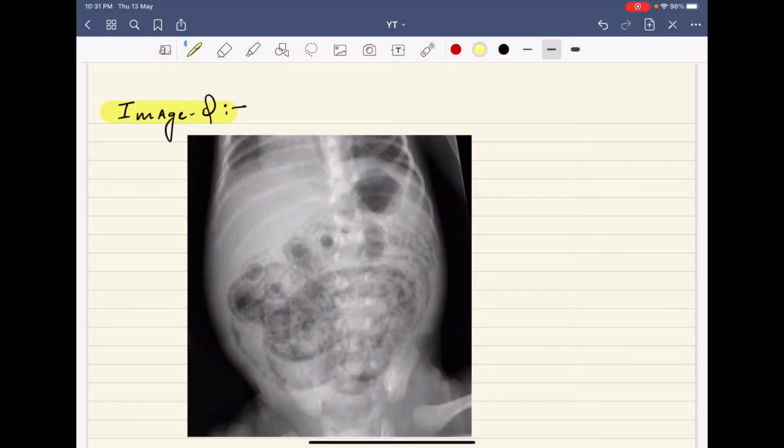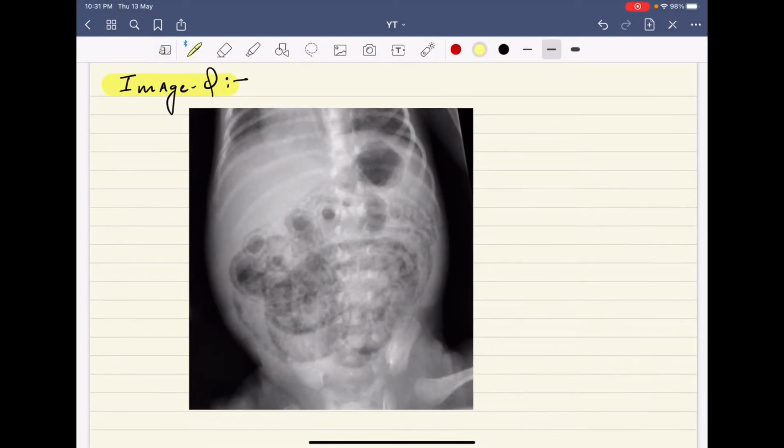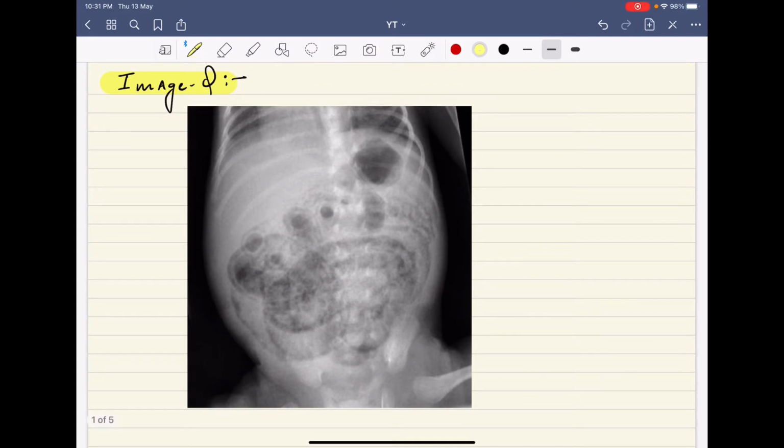Hi everyone. Discussing another important question which is quite frequently asked as a radiology image question, or it can be given as a separate clinical scenario in your exam. Now in this image you see here many rings or bubbles. There are four such rings.